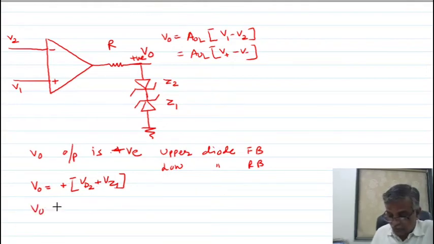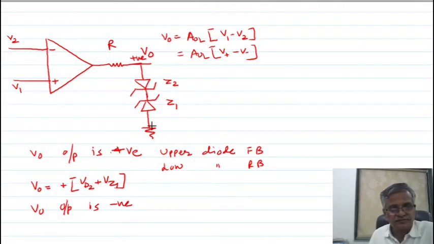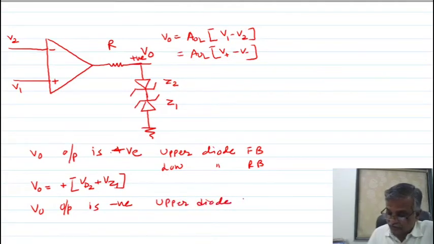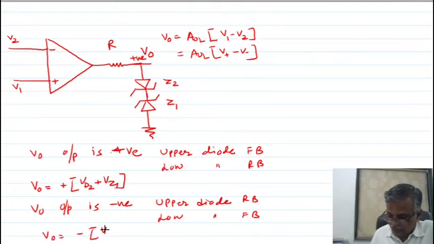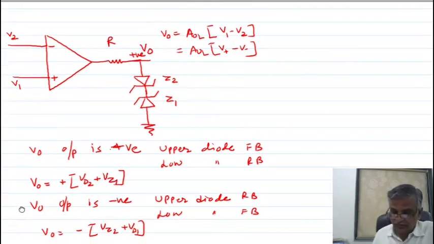When VO, the output, is negative, what will happen? With respect to this, you can say downward. Then the upper diode is in reverse bias and the lower diode is in forward bias. So my output is nothing but negative VZ2 plus VD1. I think you understand. Let me repeat again.